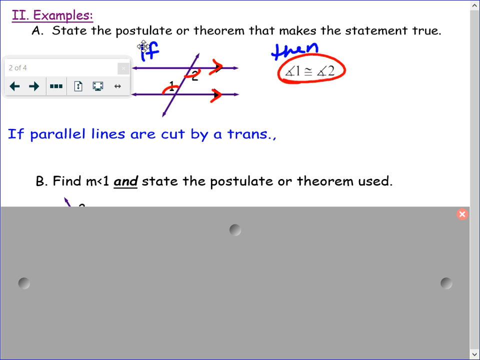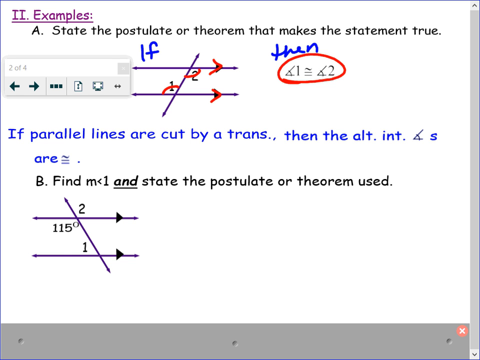So if two lines are parallel, or if parallel lines are cut by a transversal, then we don't say then the angles are congruent. We have to name them. Then the alternate interior angles are congruent. And you can abbreviate alternate interior as alt-int angles congruent. That's all just shorthand because that's a lot of writing and it gets kind of tedious. So what's the postulate or theorem? If parallel lines are cut by a transversal, then the alternate interior angles are congruent.